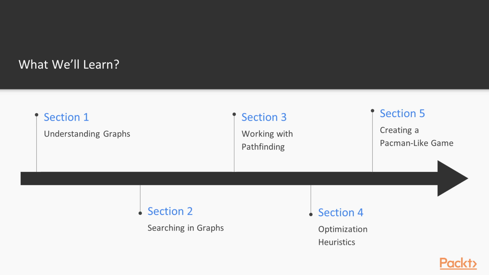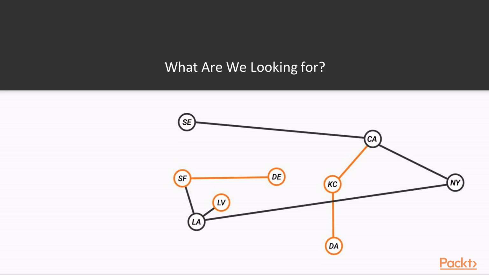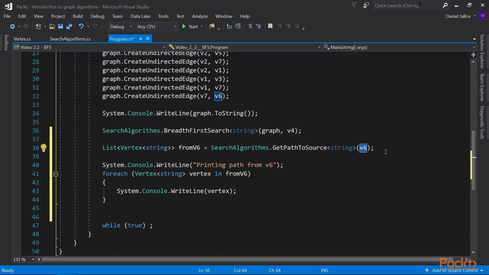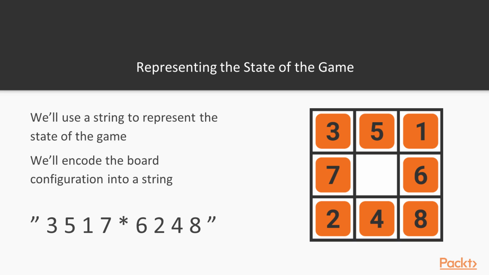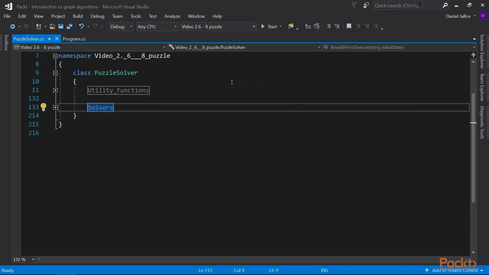In the second section, we will start implementing algorithms that work on graphs. We will focus on algorithms that can search the graph, as they have many applications in game development. We will implement 2 algorithms, breadth-first search and depth-first search, and see the pros and cons of these. In the end of the section, we will use the algorithms to solve a puzzle game.